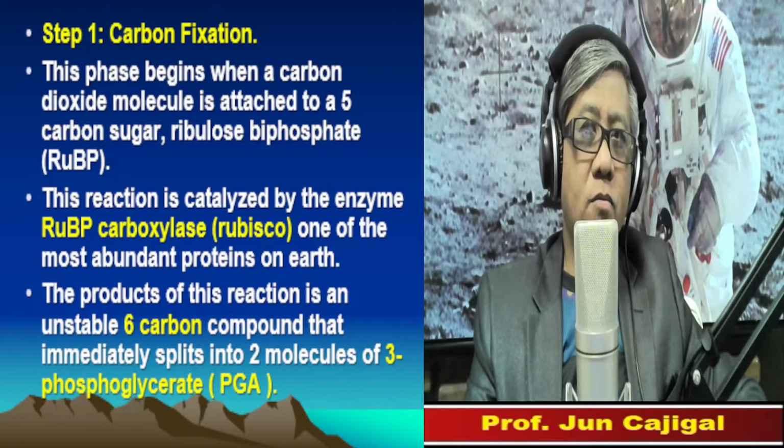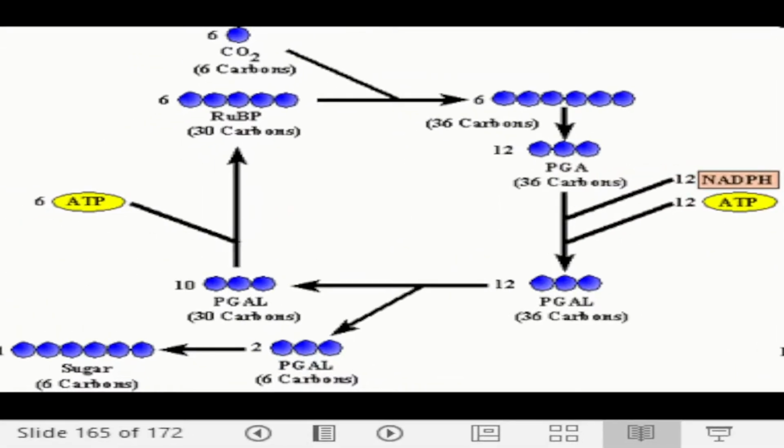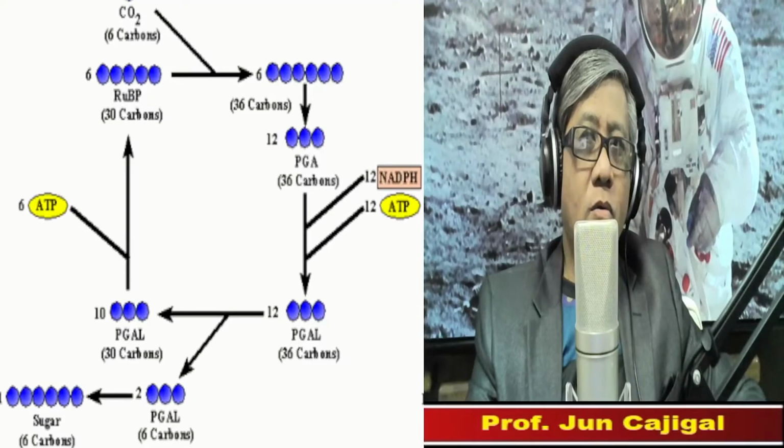So let us now proceed with step number 2. Let's take a look at this diagram. We start with PGA or phosphoglyceric acid. Now PGA reacts with NADPH from the light reaction, and also PGA reacts with ATP also from the light reaction of photosynthesis. Now since NADPH is involved, we expect that there is redox or reduction oxidation. So we can call step number 2 reduction.